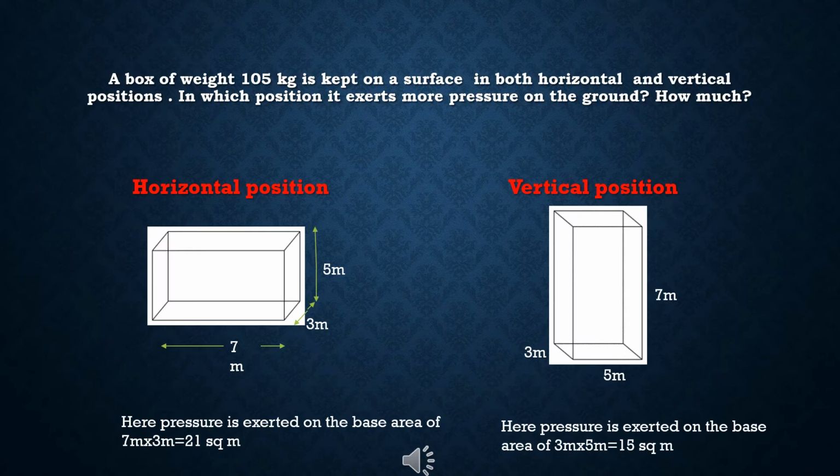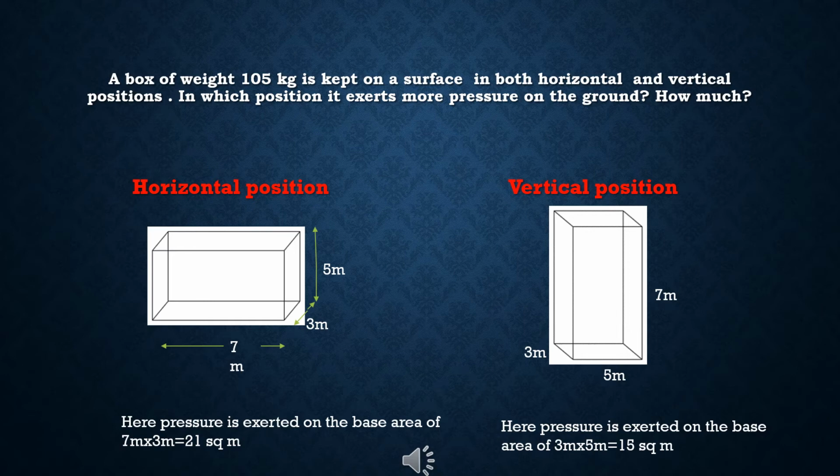Here comes a numerical problem. A box of weight 105 kg is kept on a surface in both horizontal and vertical positions. In which position does it exert more pressure on the ground, and how much? So in the first case, it is kept in the horizontal position.